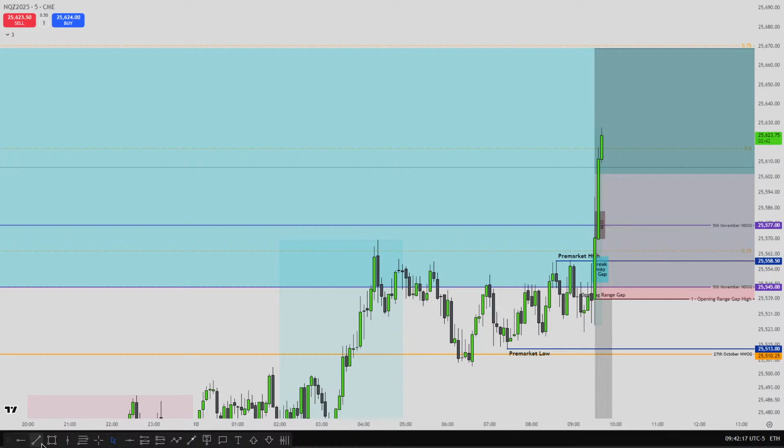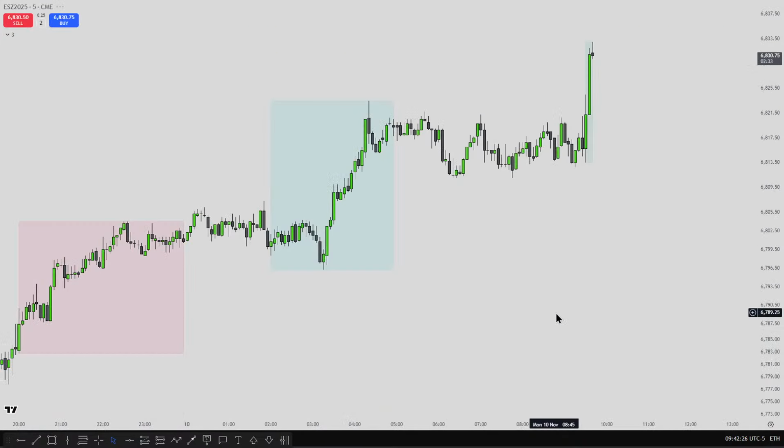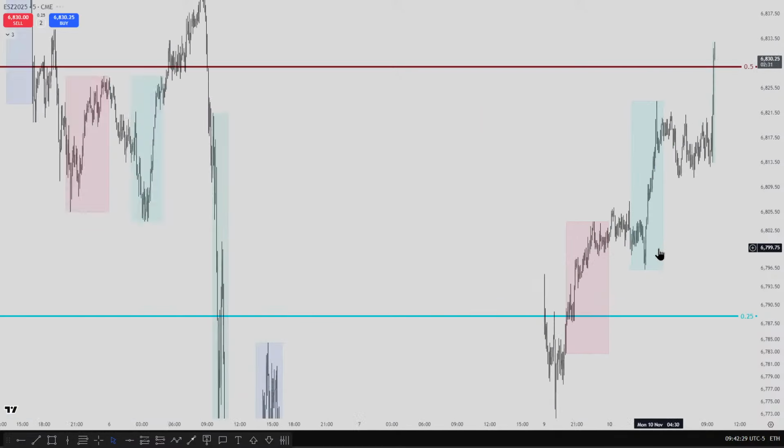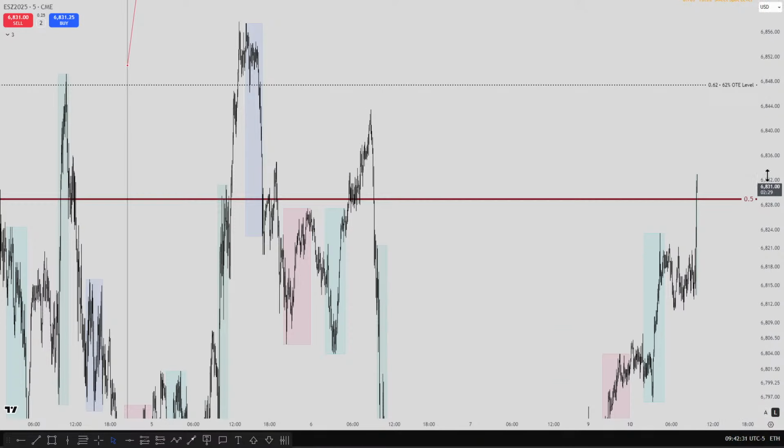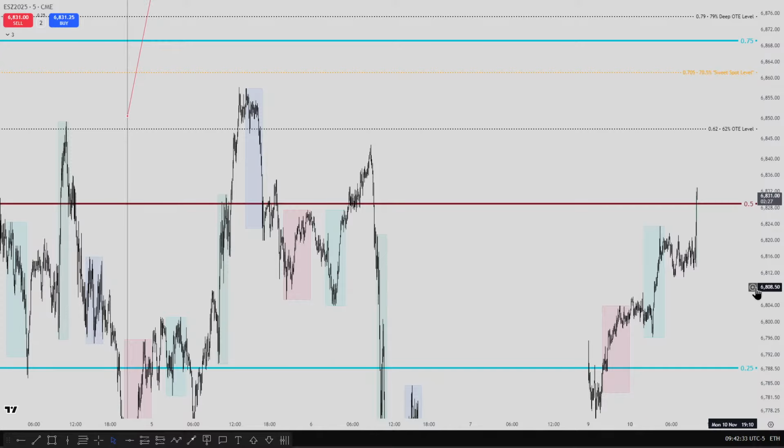Okay, want to see the 5-minute candle close beyond this high here. Want to see it close beyond that. ES is also trading higher. This is fine. Oh crap.